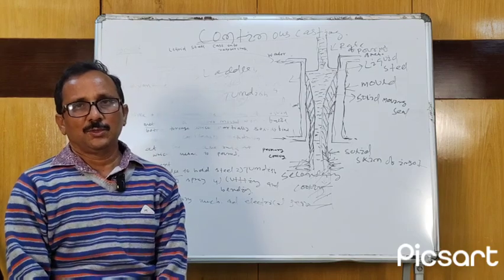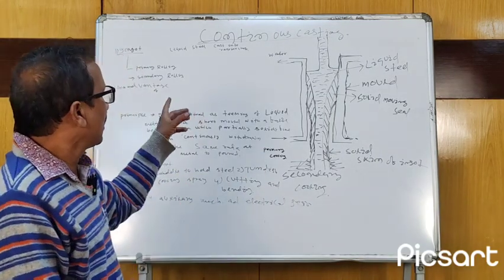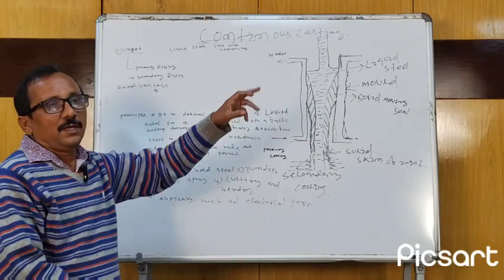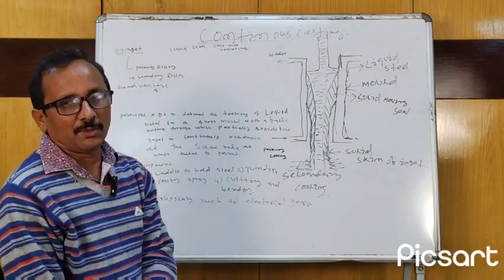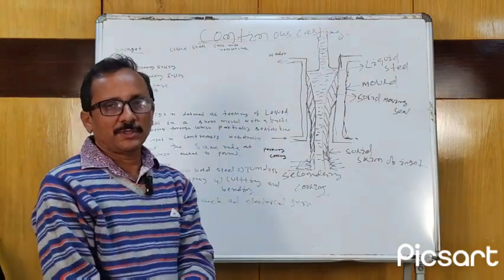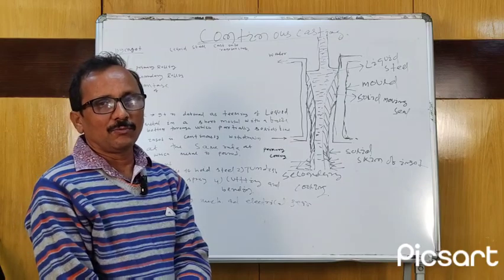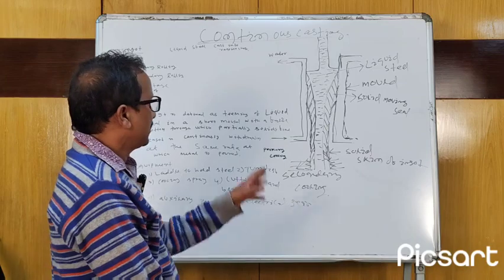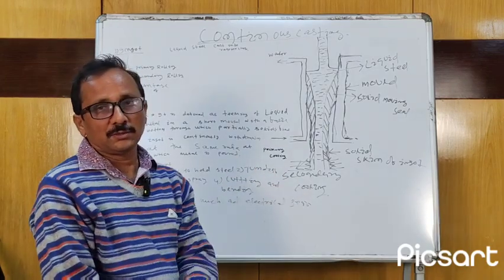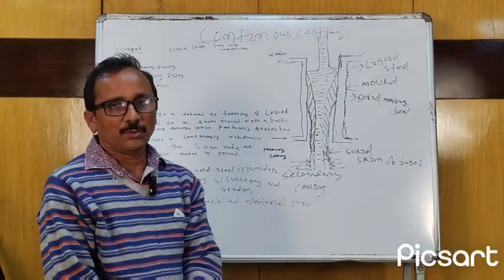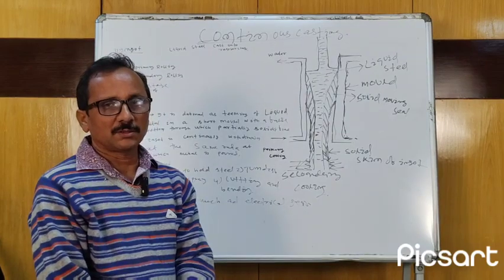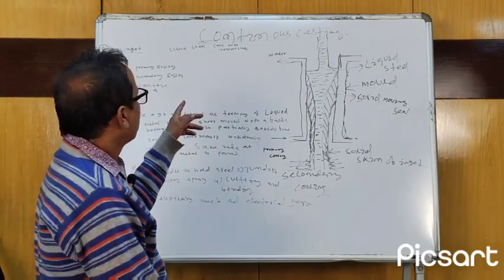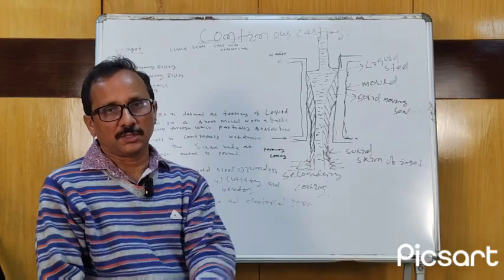Good morning, students. Today we'll discuss the continuous casting process. Earlier, we have already made the steel in different furnaces. So then we'll go for solidification of this steel into ingots. There are two types of casting methods. One is conventional casting, another is continuous casting.